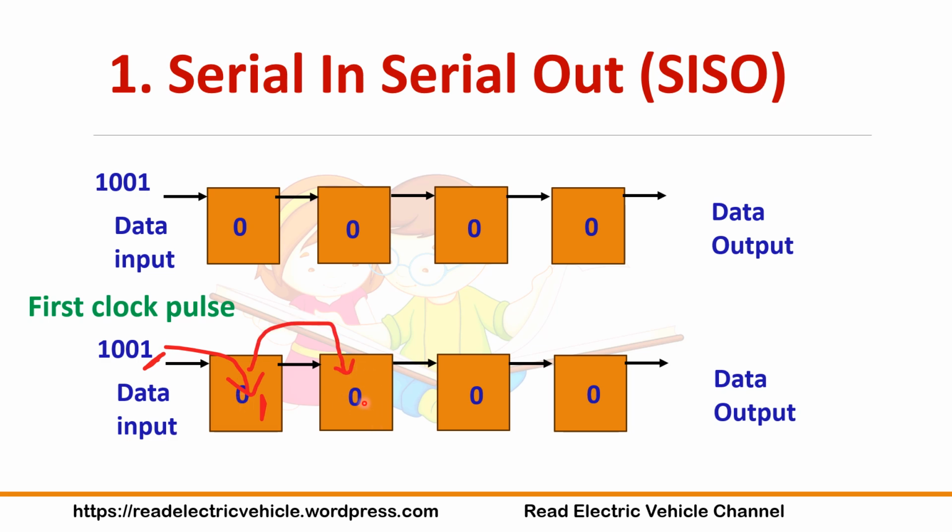Whatever is stored here, in this case 0, will come here, and this 0 will go out. So you can see that at any time only one bit is transferred to the flip-flop and only one bit of information comes out of the flip-flop. The data is entering serially, and the data is also coming out serially.